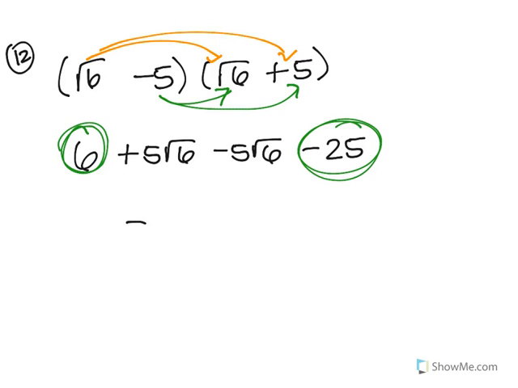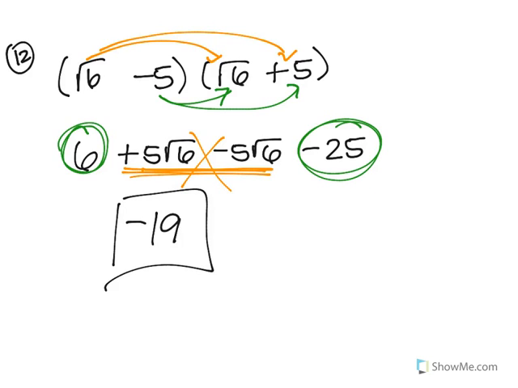negative 19. And then what happens with your 5 square roots of 6? They cancel out. Very good. So you only have -19 as your answer. Now this is kind of like the difference of squares, and we used that back when we factored. But anytime you multiply the same numbers with different signs, your middle cancels. Do you see that? Your middle cancels.